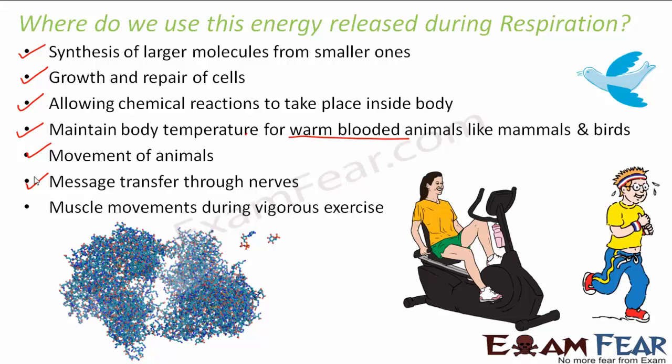Muscle movements during vigorous exercise, as we saw in case of anaerobic respiration, when there is too much of movements, too much of energy is needed, and that is where we say that plants need lesser energy when compared to animals. That's because plants do not move from one place to another. So a lot of energy is saved there, whereas animals keep moving from one place to another. They run, they jump, they walk. So all these things need extra energy.